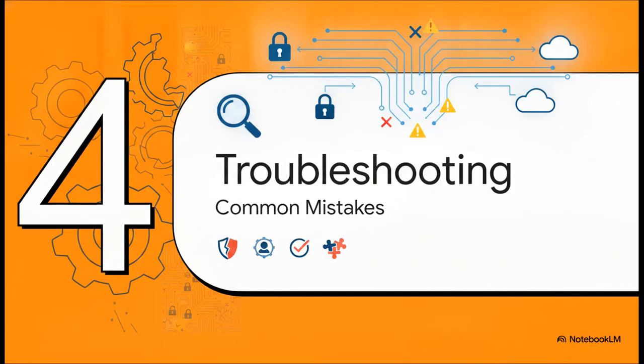Let's pivot to part 4, troubleshooting common mistakes. Because let's be real, even with perfect design, things break or get misconfigured. Let's explore how to investigate and fix some common identity issues.